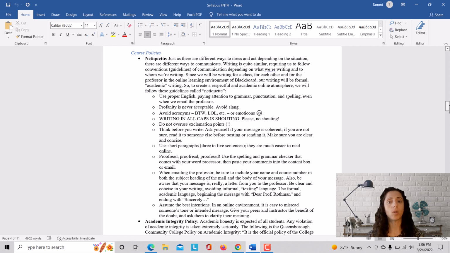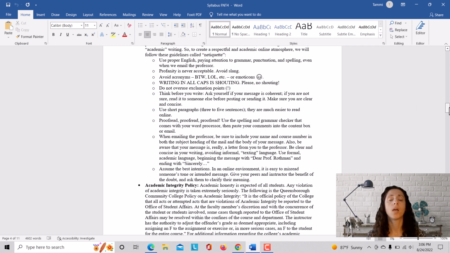There is something called etiquette, right? Those are guidelines for behavior. The same is true for netiquette. Those are guidelines of communication in an online learning environment. And we have some guidelines here that I outlined for us, such as using proper English, paying attention to grammar, punctuation, and spelling, even when you email me.